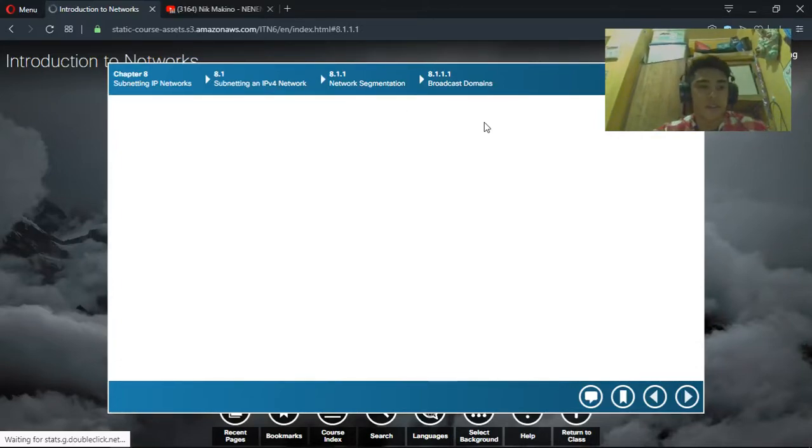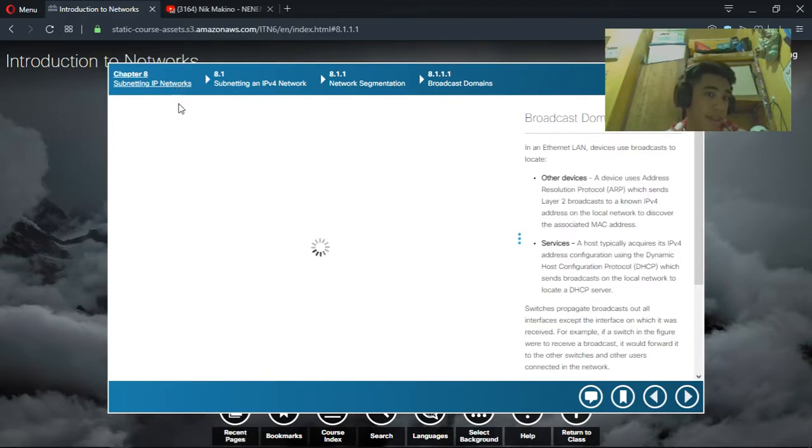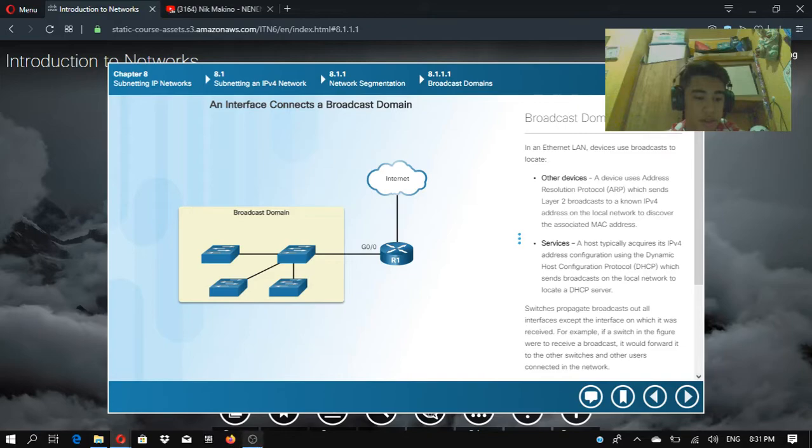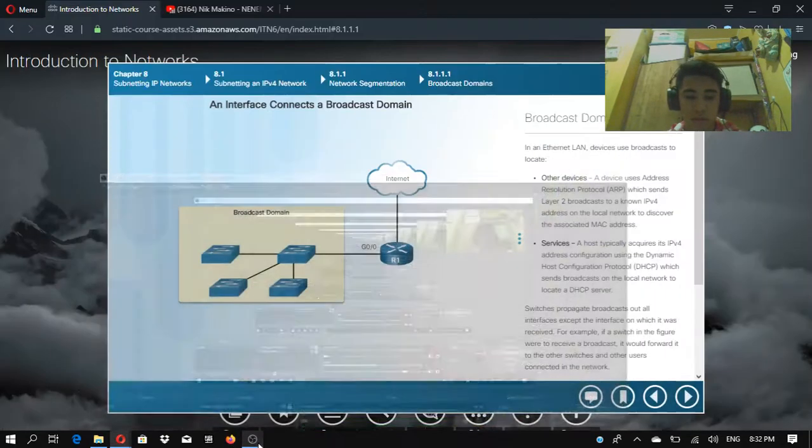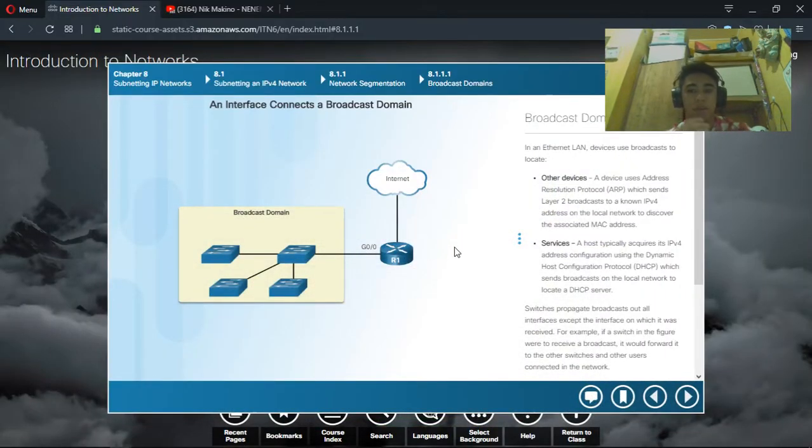So in this activity, we're going to discuss chapter 8, subnetting IP networks. Then, the broadcast domain. The Address Resolution Protocol broadcasts at layer 2 to a known IPv4 address on a local network to discover the associated MAC address.